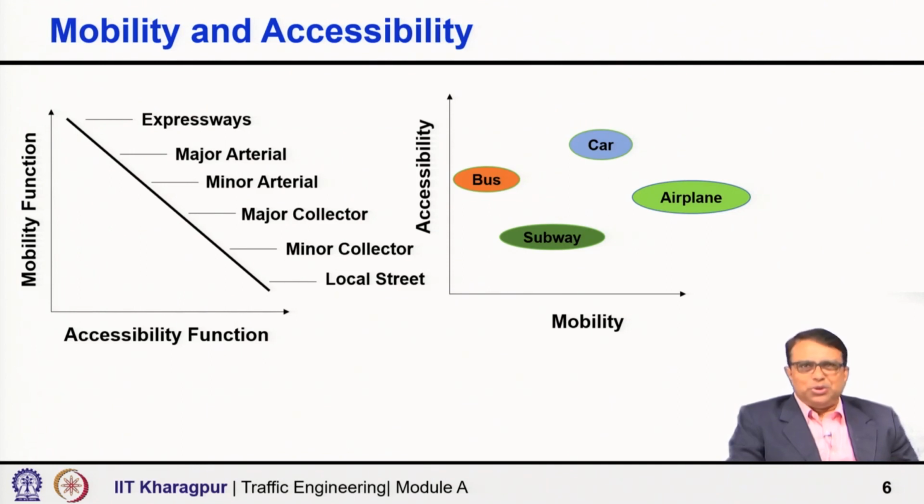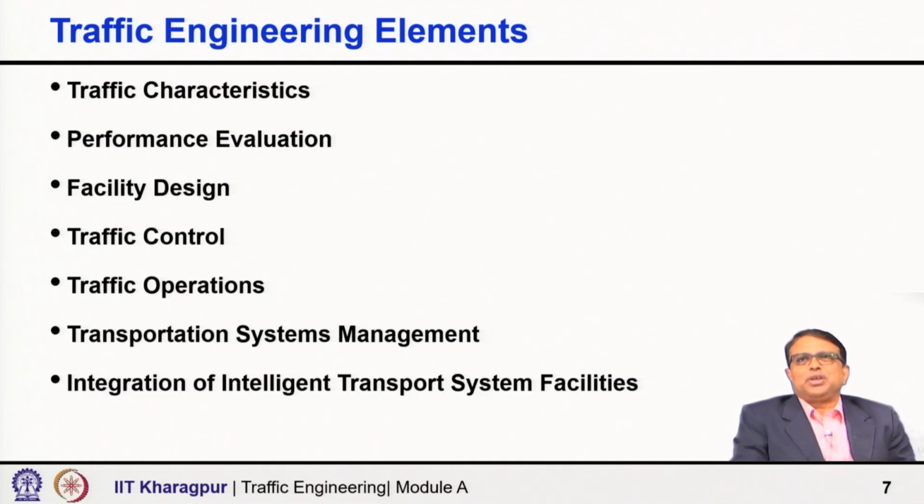It can go up to your home, probably the car will be in your garage, or in a nearby parking area, parking lot. So, if the accessibility is higher, the mobility will be lower. Similarly, different transport modes also have different accessibility and mobility functions, right. So, this is very important.